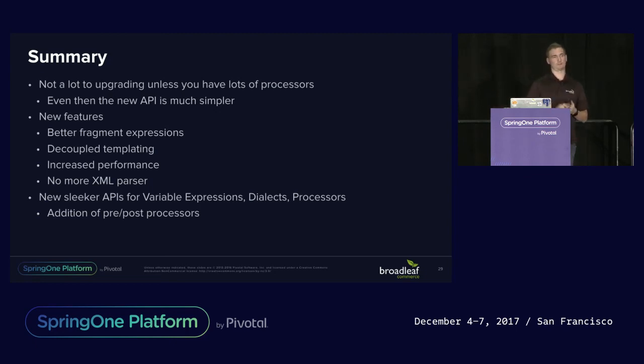So, some new features: better fragment expressions. You can do a lot more with them. Decoupled templating, putting your front end different from what your templating actually does to that front end. Better performance. This has a lot to do with the parser change more than anything else. And again, with the parser change, no more XML, so that's nice. And then, in my opinion, all the APIs are a lot more sleek now. Plus, you have the addition of pre-processors and post-processors. Instead of just the processors from before, you can actually process before any of the normal processors, and then you can process after all the processors. Gives you a little bit more granular changes to the template in general.